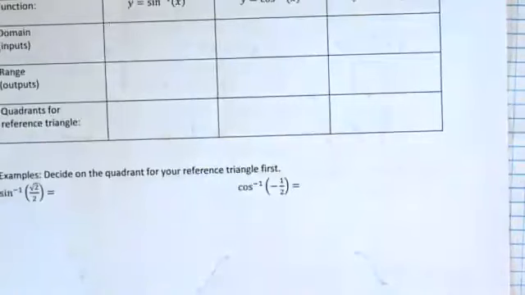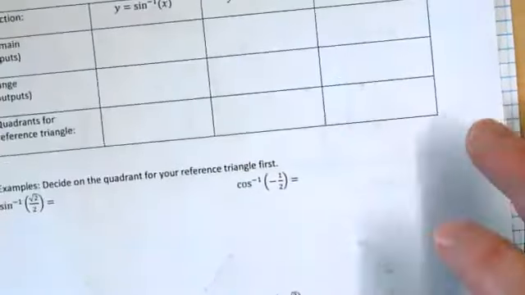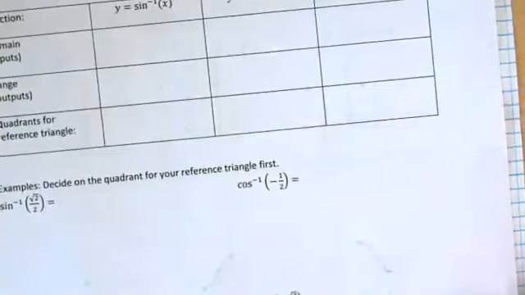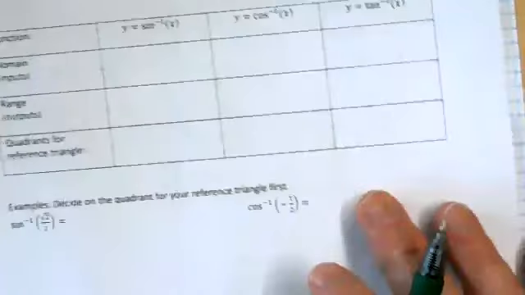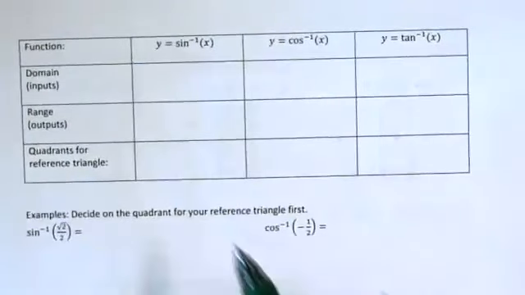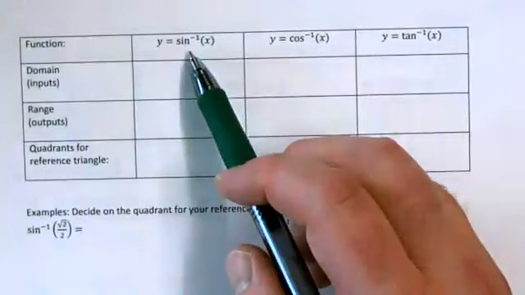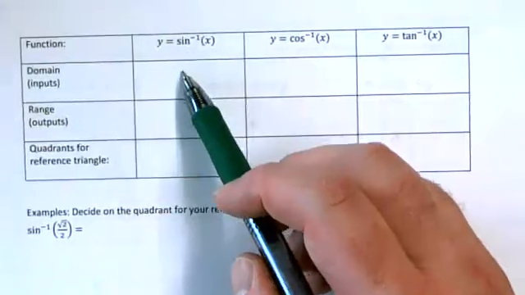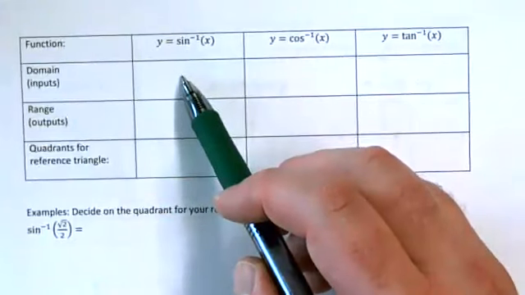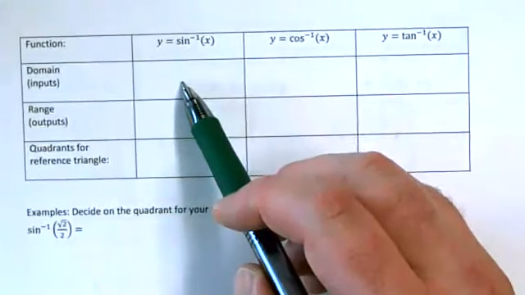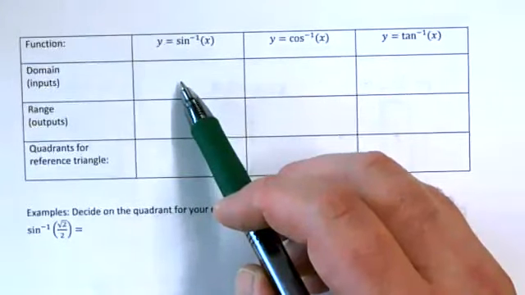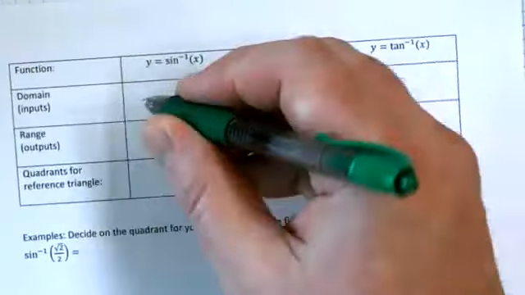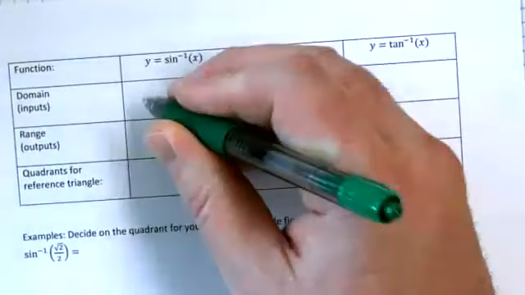So inverse sine, cosine, and tangent. Let's talk about domain, range, and then we'll talk about quadrants here in just a second. So tell me about the domain for inverse sine. What is the domain of inverse sine? It would be the same as the range of regular sine, right? What was the range of regular sine? How far up and down did it go? -1 up to 1. So that's going to be our domain for inverse sine.